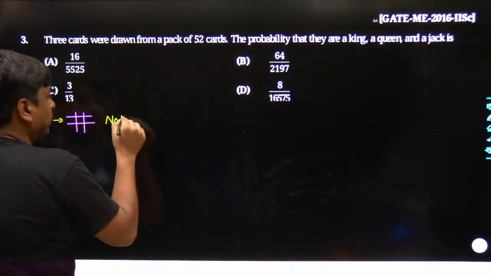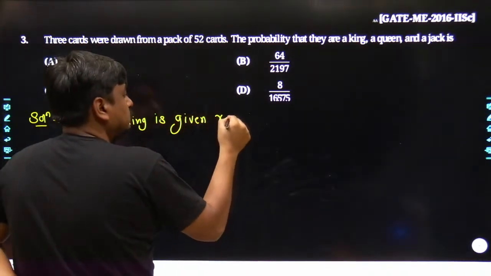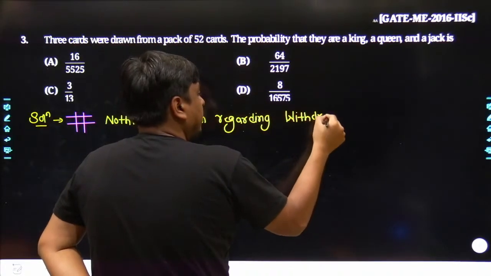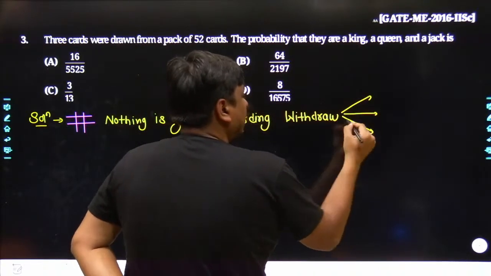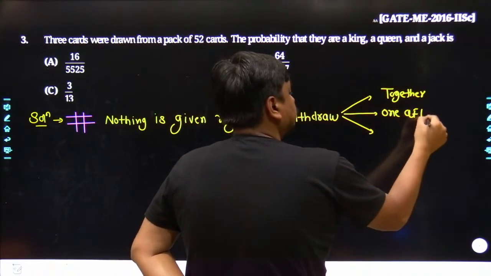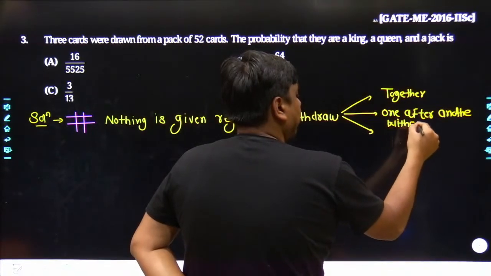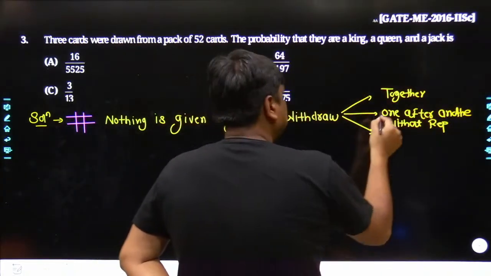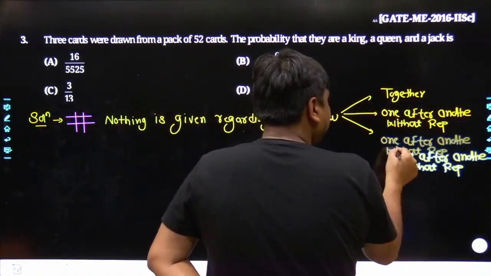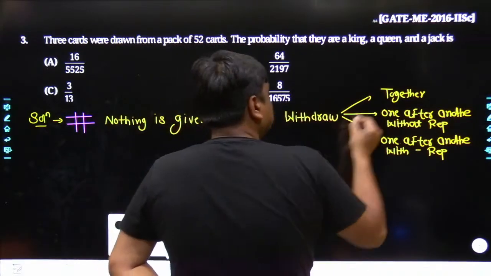So the first important point we can write over here: if nothing is given regarding the withdrawal, out of 3 different patterns of withdrawal, first together, one after another without replacement, one after another with replacement. There are 3 different ways the selection could have been made, and if nothing is given, you would always assume that they have all been withdrawn together.